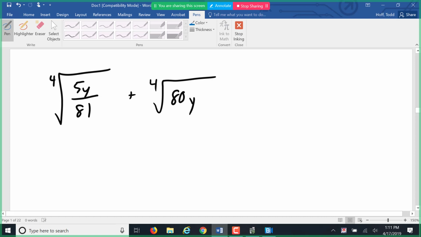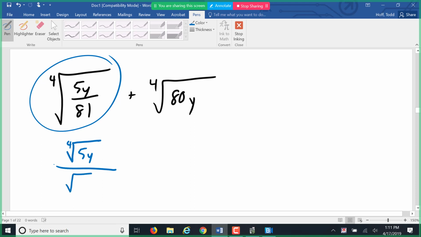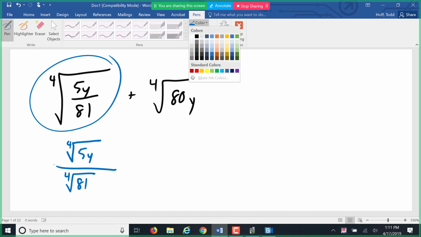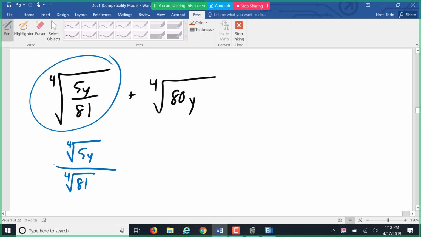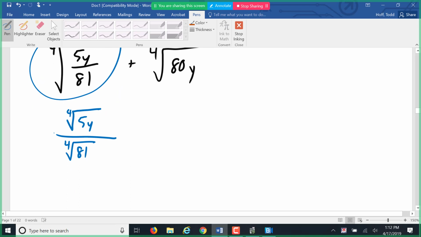We might run into something like this. So as we try to work with this, we would first want to try to reduce it. What I would do with this piece here is, remember, we can split that into the fourth root of the numerator and the fourth root of the denominator. Why does that help us? Well, because we can take the fourth root of 81, it is just 3.